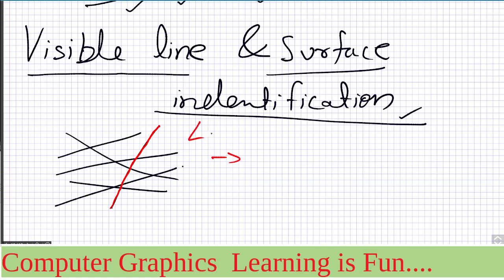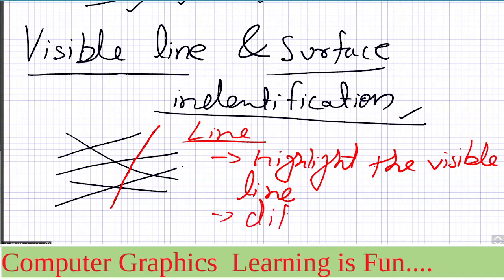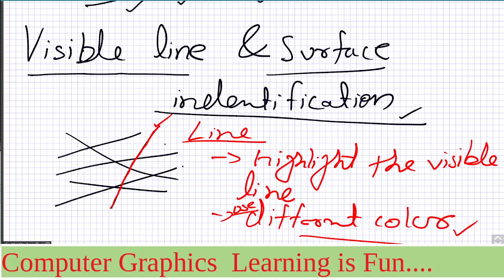So here for line, what you are learning is you can highlight the visible line, or you can use a different color. Simple thing. You can then distinguish, you can easily identify the visible line.